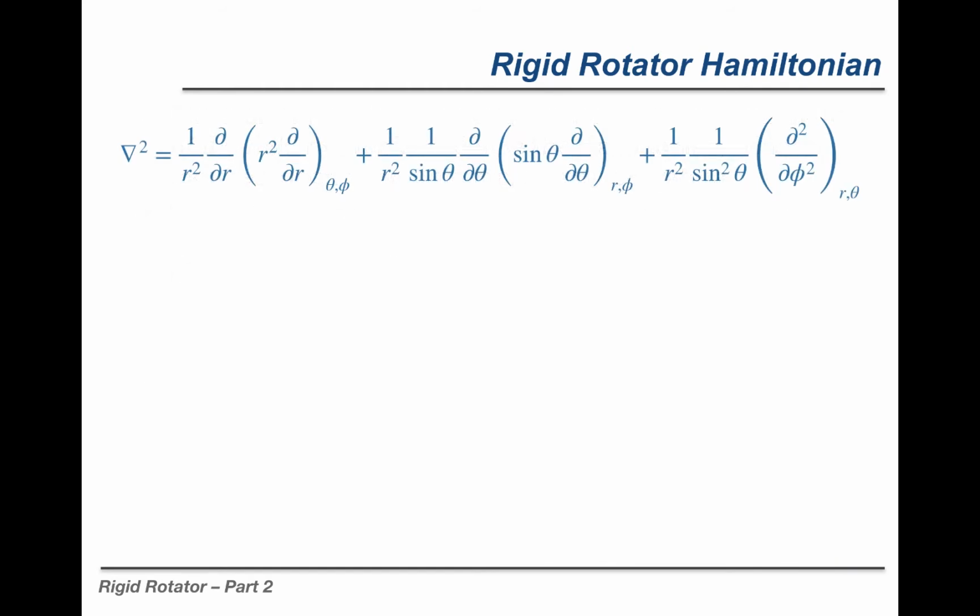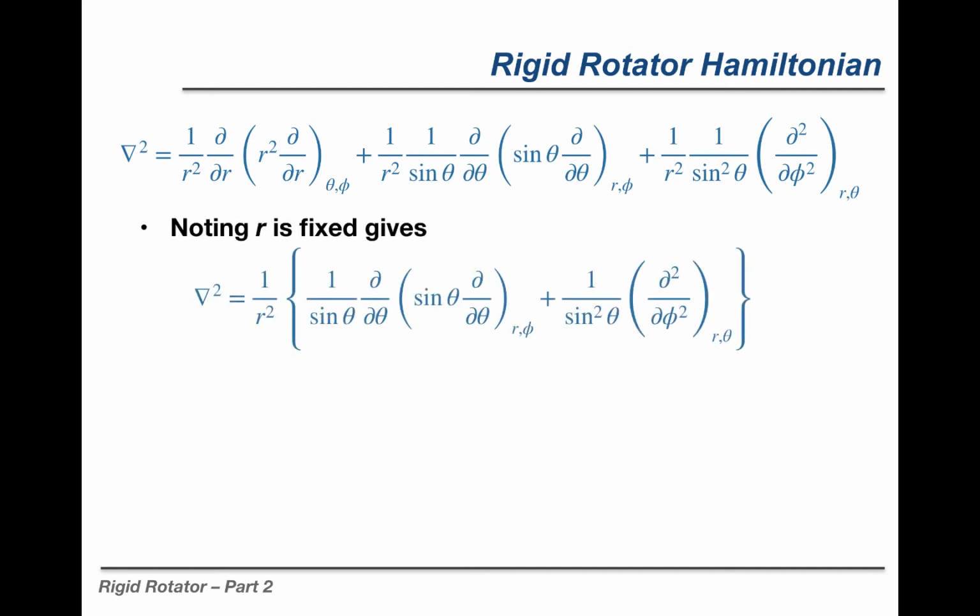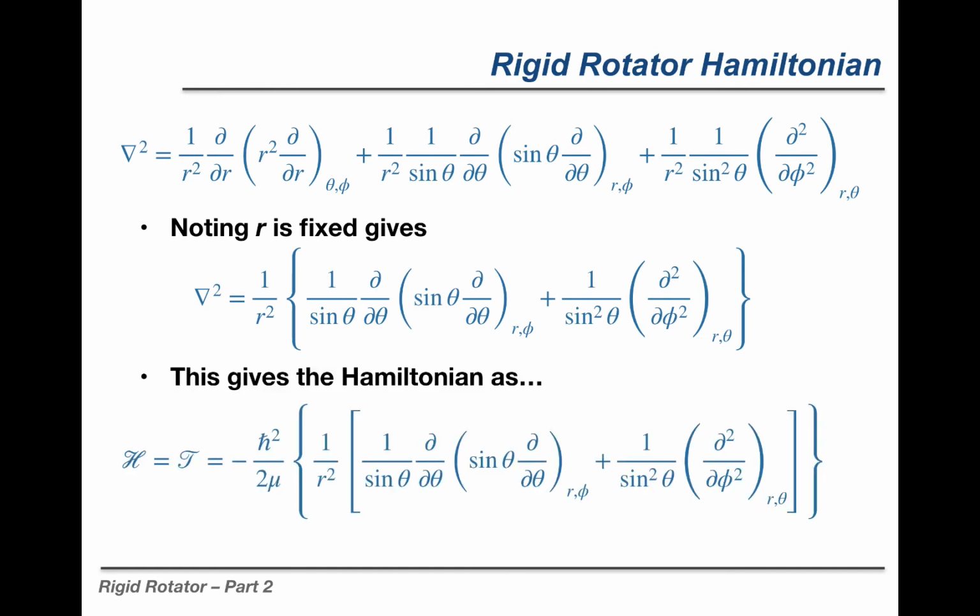Copying the last line from the previous slide here, I can simplify the expression for the Laplacian by noting that in the rigid rotor system, r is fixed, and so all derivatives with respect to r must be zero. And that gives this slightly simplified version of the Laplacian. Using this form for the Laplacian and putting that back into the Hamiltonian gives the equation at the bottom of the slide.